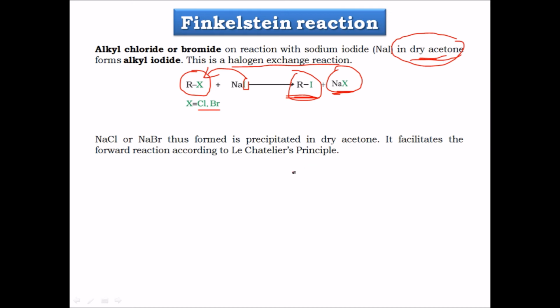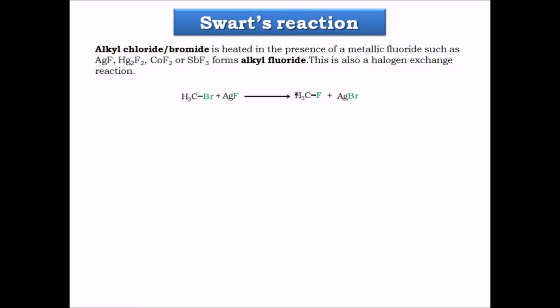Right, that's the Finkelstein reaction: chloride or bromide, in place of Cl or Br we are getting I, the preparation of alkyl iodide. The next reaction is similar, Swart's reaction, and in this reaction we take the conversion of alkyl chloride or bromide, again the same, into alkyl fluoride.